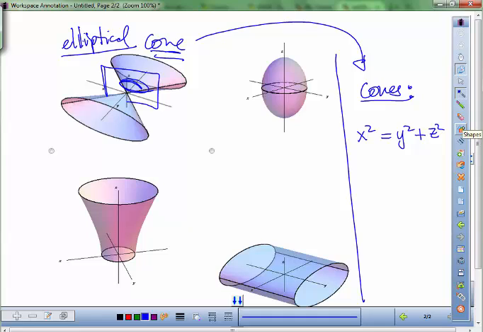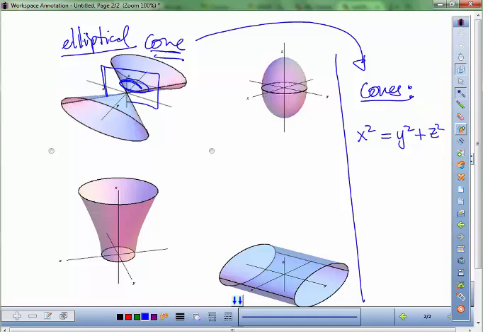Now, how is this different from, say, an ellipsoid? It's not equal to 1. If we bring everything to one side, it's equal to 0. So it's not an ellipsoid, not a hyperboloid. And how is this different from a paraboloid? All of the terms are squared. Okay? So in a paraboloid, one of the terms is not squared. So that's the main difference between cones and everything else that we've studied.